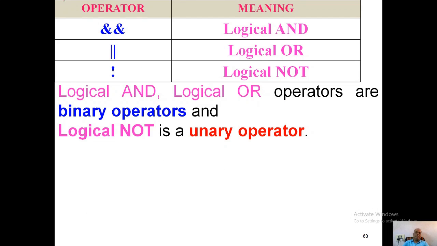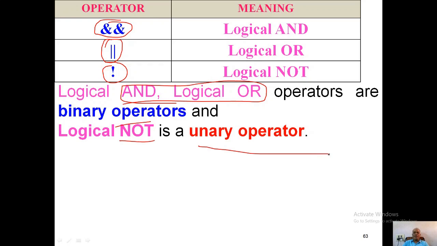So here, look at this. This is logical AND. This is logical OR. This is logical NOT. These are also binary operators. Arithmetic operators are also binary operators. Here, the AND and OR operators are binary operators, whereas NOT is a unary operator.